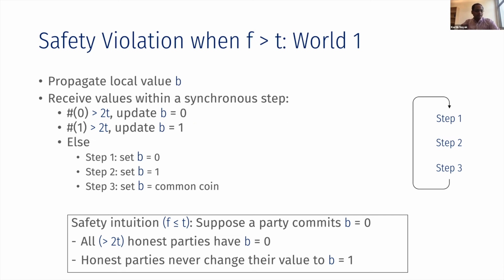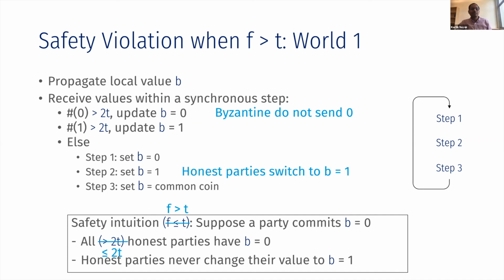However, when f is greater than t, things change. We can have a safety violation. So this condition which says all honest parties will have b equals 0 is still true, but unfortunately, you do not have sufficiently many honest parties. You have less than 2t of them. And what this means is that the states of honest parties depend on what Byzantine parties send. And if they do not end up sending this value 0 in any of these rounds, honest parties can actually switch their local value to b equals 1. And they can end up committing this value 1.